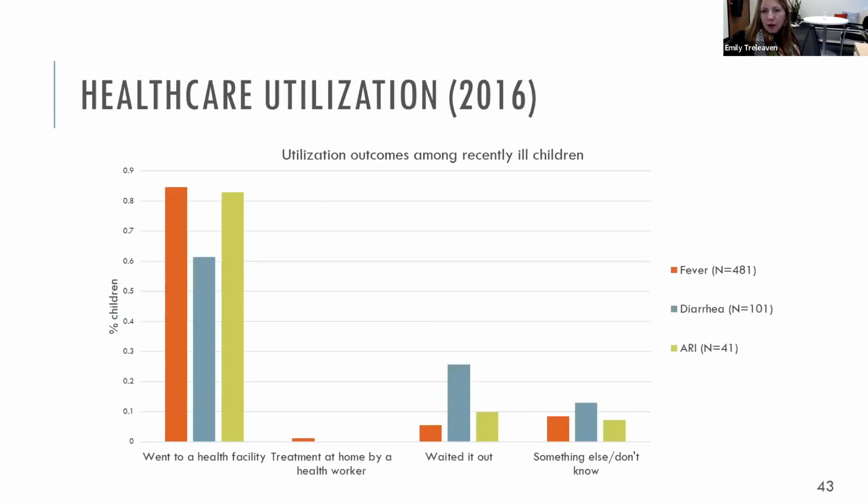And then this graph shows healthcare utilization outcomes among children of all ages who were recently ill by disease type, so by fever, diarrhea, and acute respiratory infections. We see that children were more likely to have been taken to a health facility for treatment if they had fever or acute respiratory infection, whereas parents were more likely to wait it out or treat at home for diarrhea. And then treatment at home by a health worker was only reported as an outcome among children who had fever, which is why we don't see any respondents reporting that for diarrhea or acute respiratory infection.